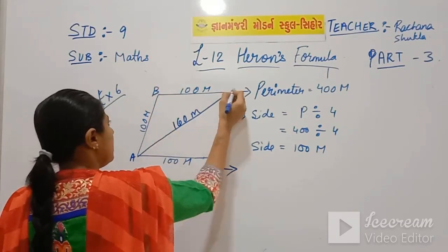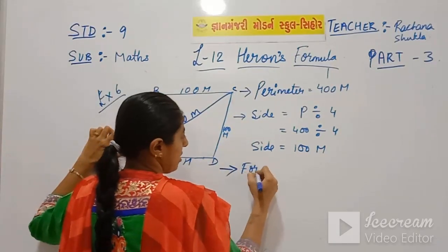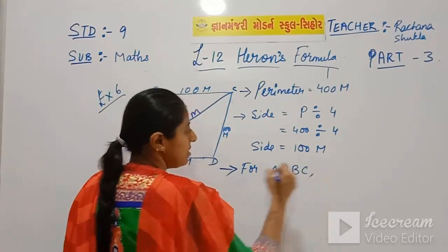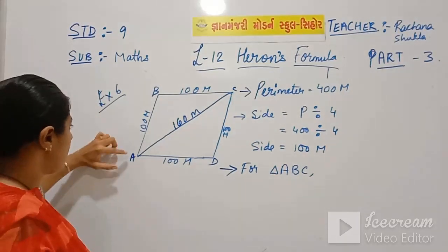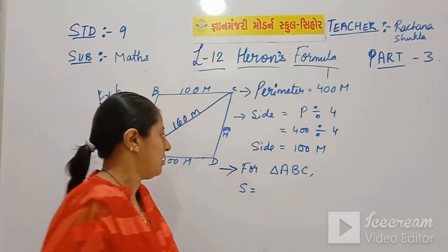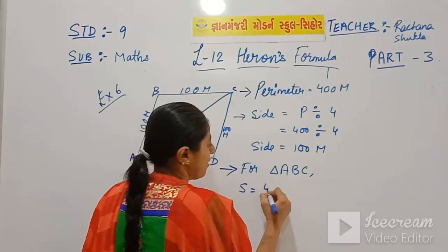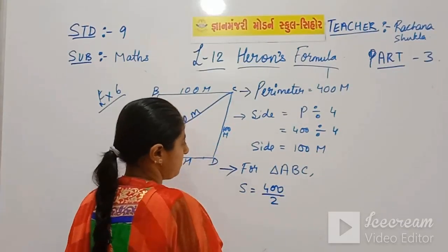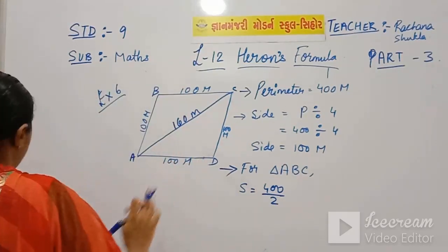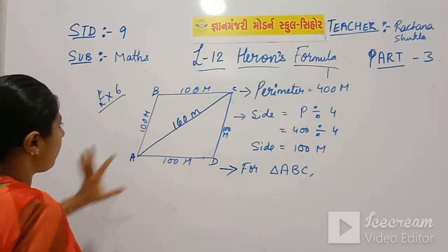A, B, C and D. So for triangle ABC, see, this is your first triangle ABC. We have to find out first the semi-perimeter. Perimeter is 400, so semi-perimeter is 400 divided by 2. Sorry, that perimeter was of the rhombus. So here you have to find out the semi-perimeter of the triangle.